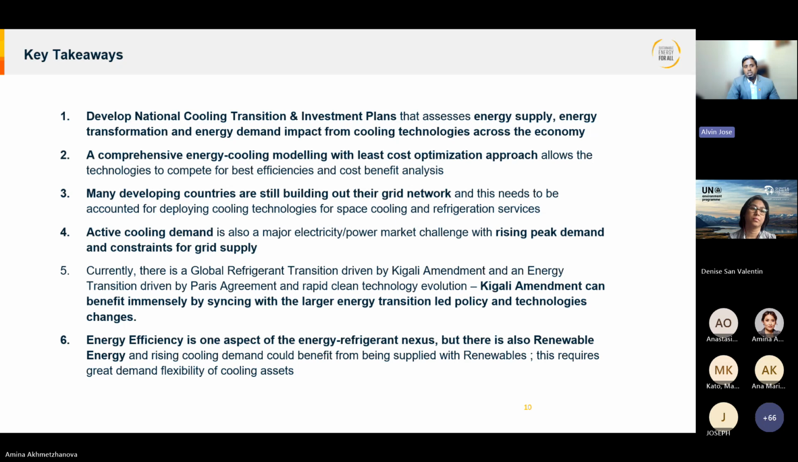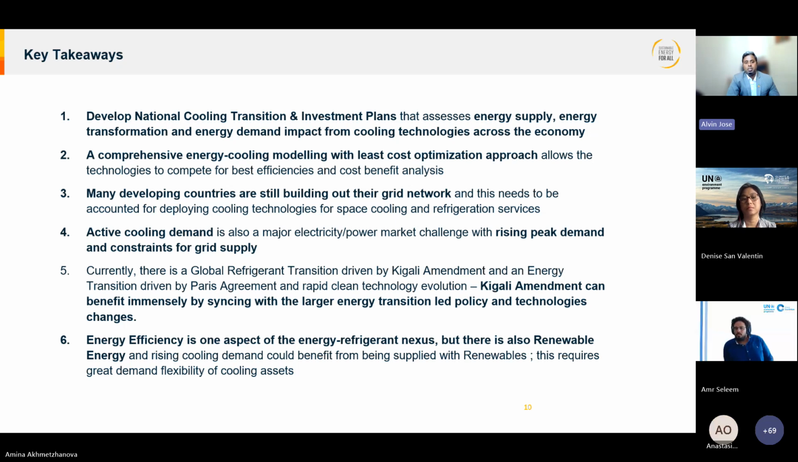The final bit is that please don't only think about energy efficiency. It's an important aspect, but renewables are really coming in. How do renewables play into the grid, how does one ultimately satisfy the grid, and how do strained grid networks account for all of this? That is also to be looked into. So greater demand flexibility is also needed from cooling access. I'll stop over here and hand it back to you, Dennis.